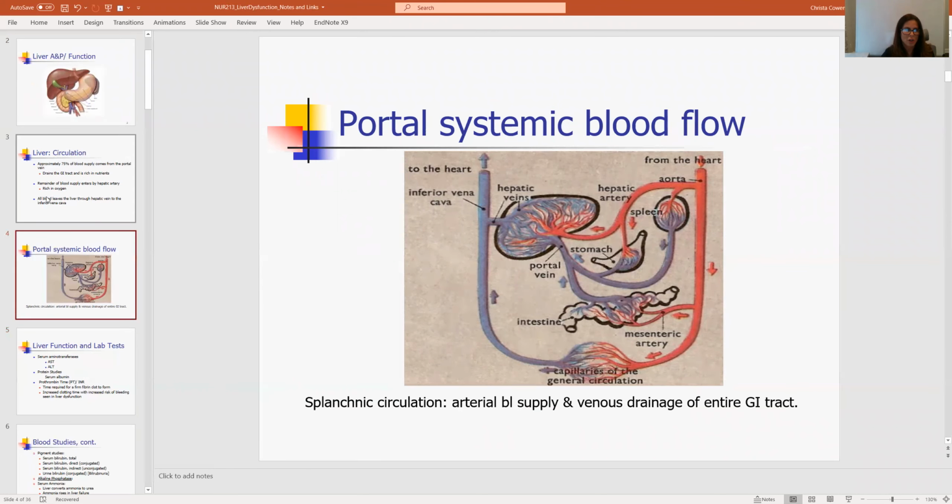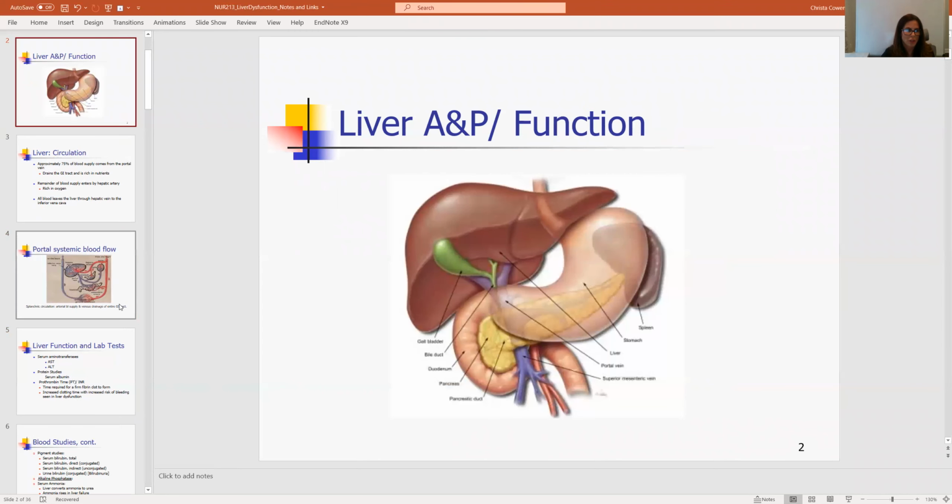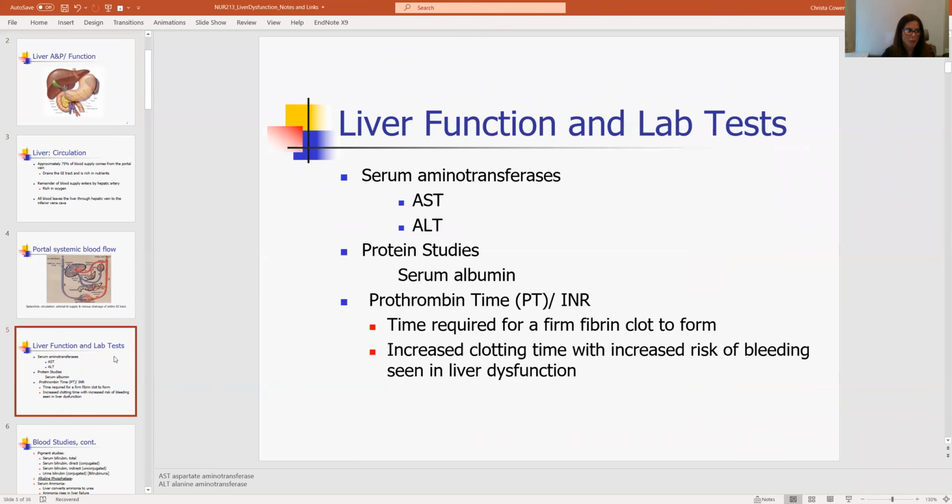Okay, so before we talk about liver labs, let's talk about the functions of the liver. Let me see if I can stop my share and I'll draw them on the board for you.